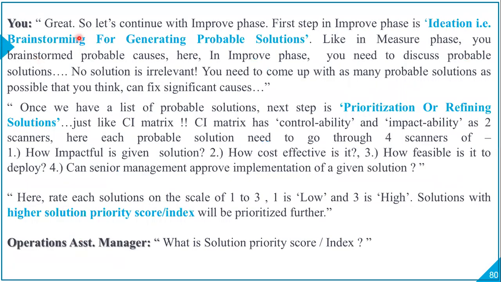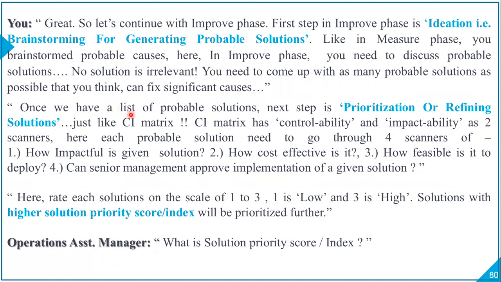you're continuing. Great. So let's continue with the improve phase. The first step in the improve phase is ideation, that is brainstorming for generating probable solutions. Like in the measure phase, you brainstorm probable causes. Here in the improve phase, we need to discuss probable solutions. And please remember, no solution is irrelevant. You need to come up with as many probable solutions as possible that you think can fix significant causes.